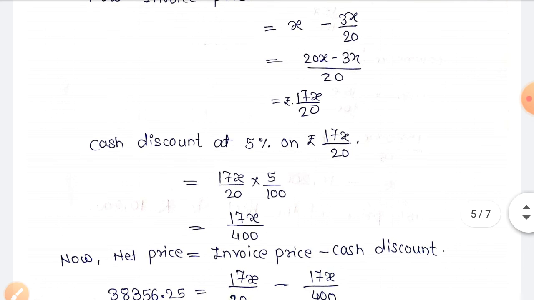Now we want to find out the list price, that is X we want to find out. No, still we are not getting here. And what is given now?